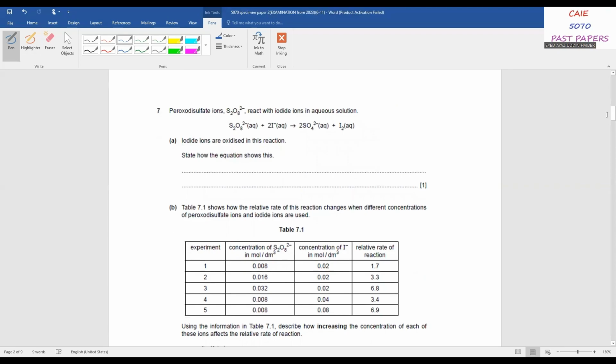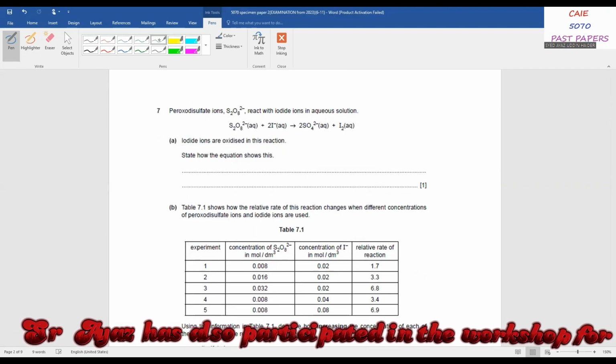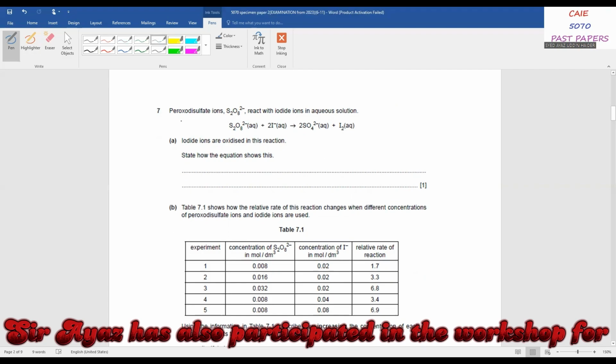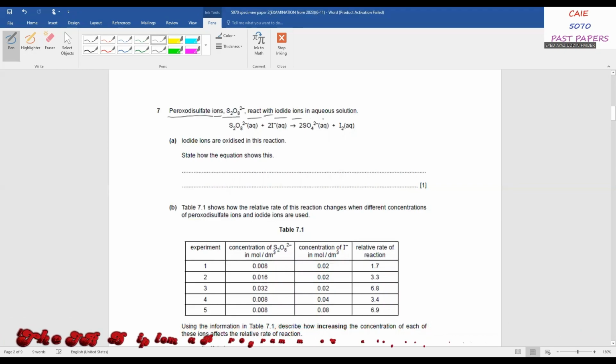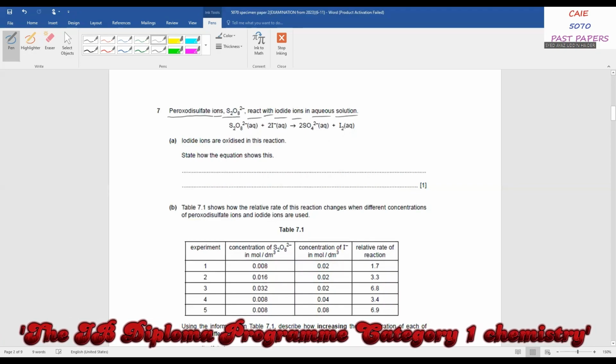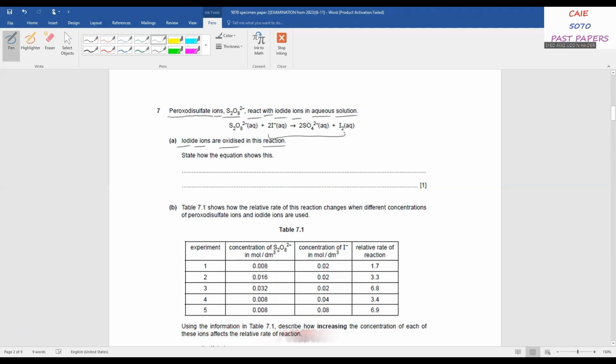Question number 7. Peroxodisulfate ions, S2O8 2-, react with iodide ions in aqueous solution. This is a reaction. Iodide ions are oxidized in this reaction. You can see here it's oxidized because the oxidation number increases. Here it's -1 and on this side it is 0.